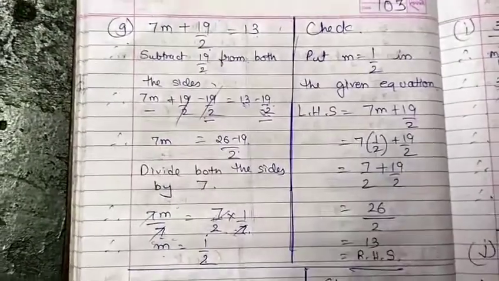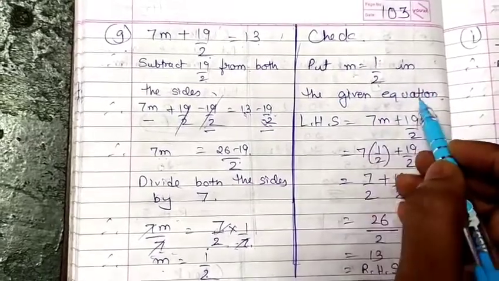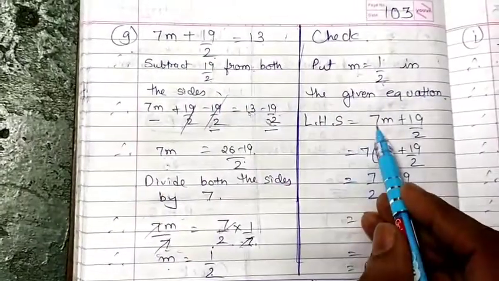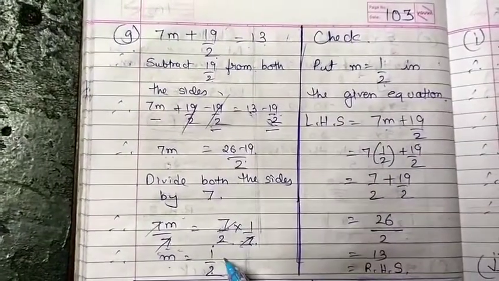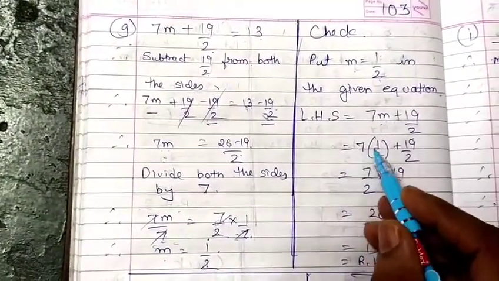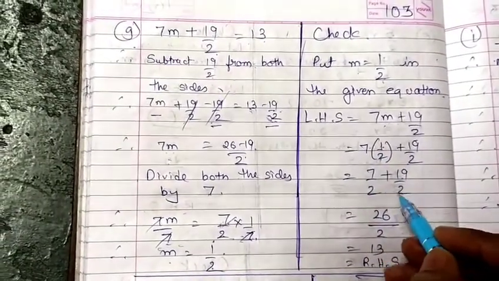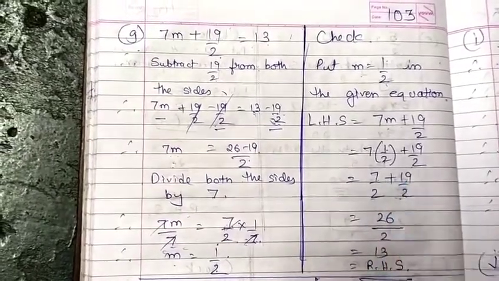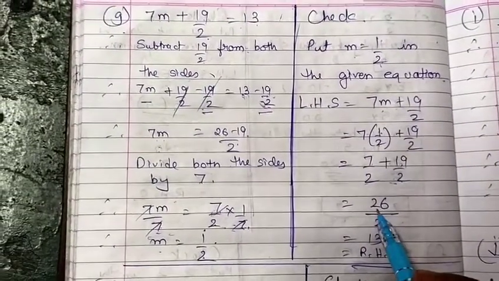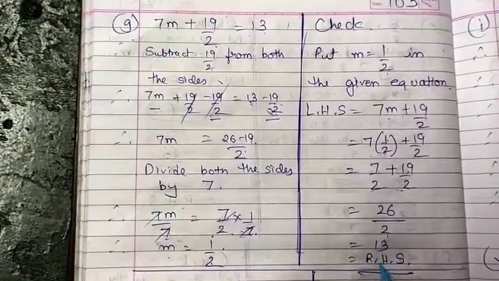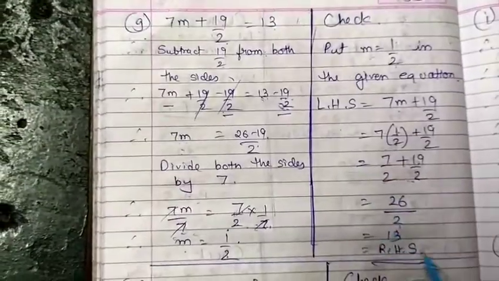Now I have to check whether the solution is correct or not. So I have to put m equals to half, that is 1 by 2 in the given equation. Write down the expression of left hand side, 7 times m plus 19 by 2. In place of m, substitute the value of m, that is half, 1 by 2. Write down over here half plus 19 by 2. Now 7 ones are 7 upon 2 and plus 19 by 2. Here denominator common, so directly you can add, that is 7 plus 19 gives 26 by 2. Now when you divide 26 by 2, you will get 13, and see whether this 13 is there in the equation toward the right hand side. Yes, it is there. So now LHS equals to RHS, we can say that it is a solution of the equation.